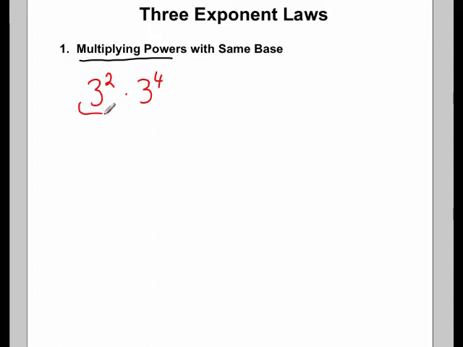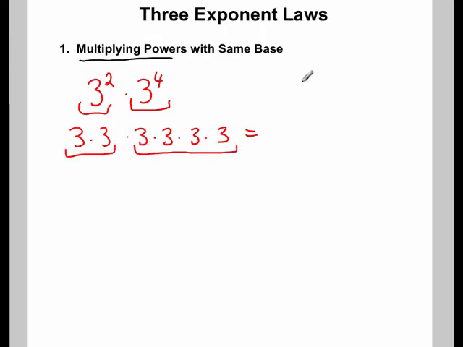Well, I know that 3 squared means 3 times 3, and I know that 3 to the 4th exponent means another multiplication of 4 3's. And if I write my question out that way, this times this, I can see that the net result is that I have 6 factors of 3. In other words, 3 to the 6th exponent.